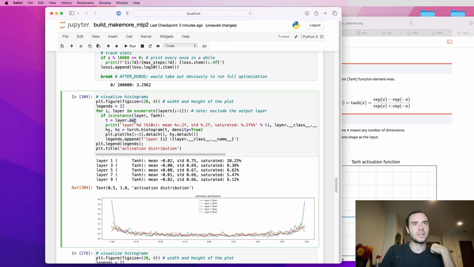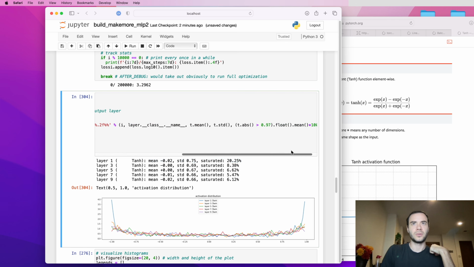I take the out tensor from that layer into T, and then I'm calculating the mean, the standard deviation, and the percent saturation of T. And the way I define the percent saturation is that T.abs() is greater than 0.97. So that means we are here at the tails of the tanh. And remember that when we are in the tails of the tanh, that will actually stop gradients. So we don't want this to be too high.